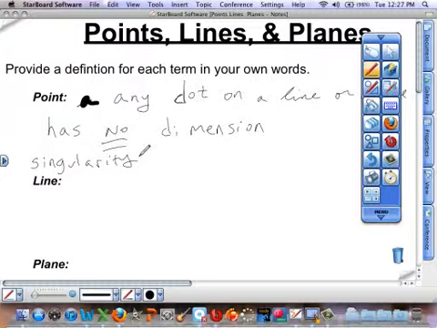Like a spot. Okay, that represents a spot. It basically represents a location. And that's really important to understand. Points represent locations. And again, it has no dimensions.